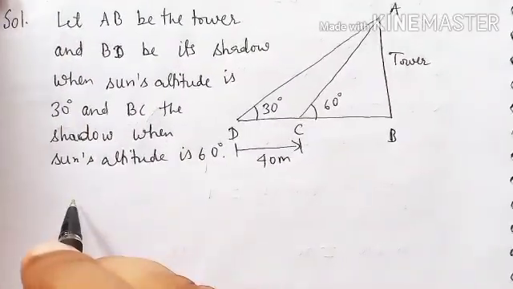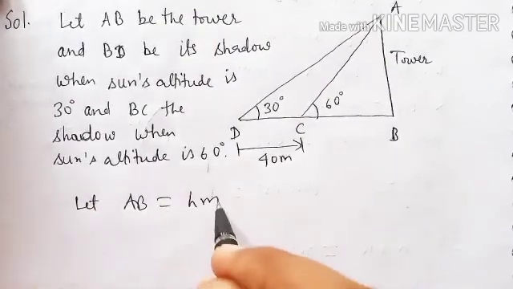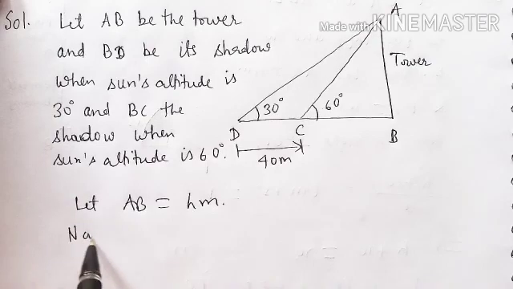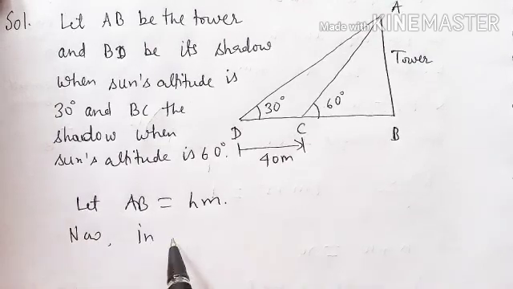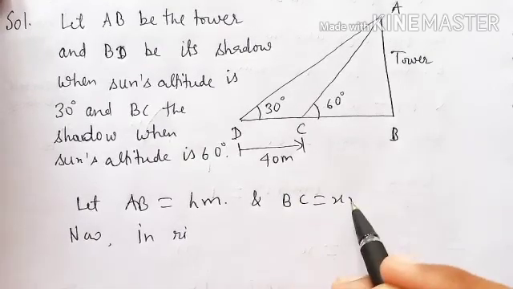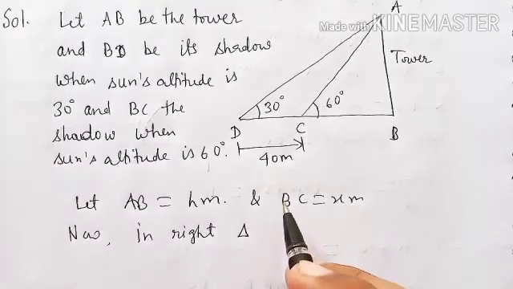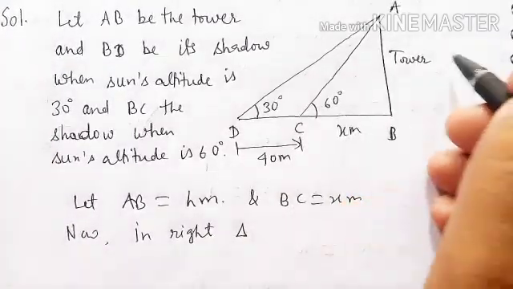We have to find the height of the tower. Let AB is equal to h meter. Also BC is equal to x meter. In right triangle, this is x meter, this is h meter.